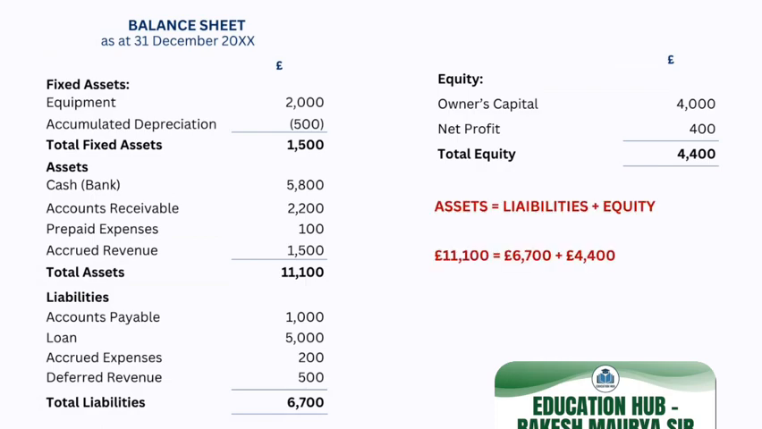Then finish with the accounting equation. Now we check the accounting equation. Assets equals liabilities plus equity. £11,100 equals £6,700 plus £4,400. The balance sheet balances correctly. Profit and loss statement measures performance. Balance sheet measures financial position.